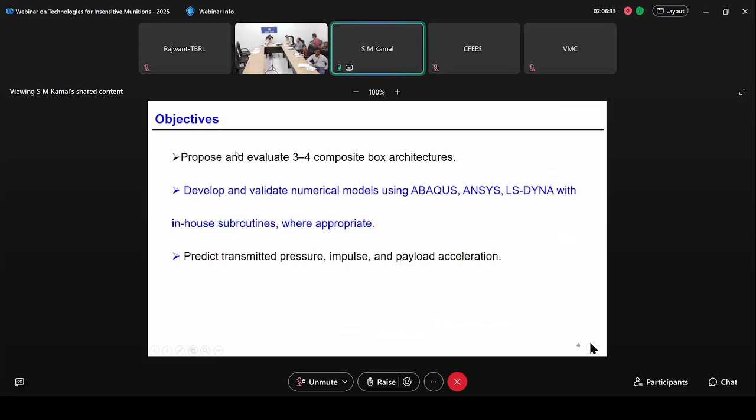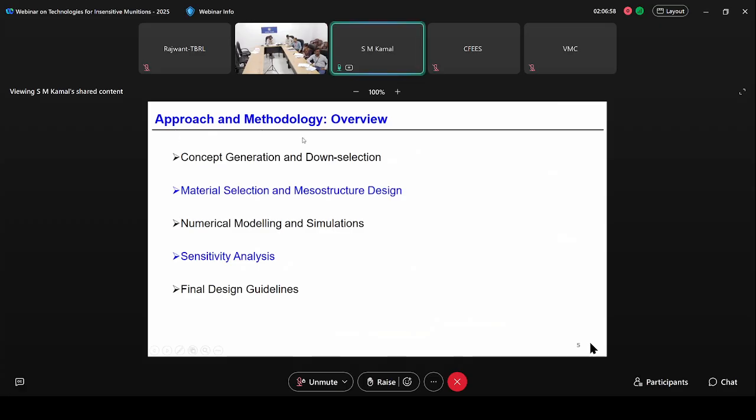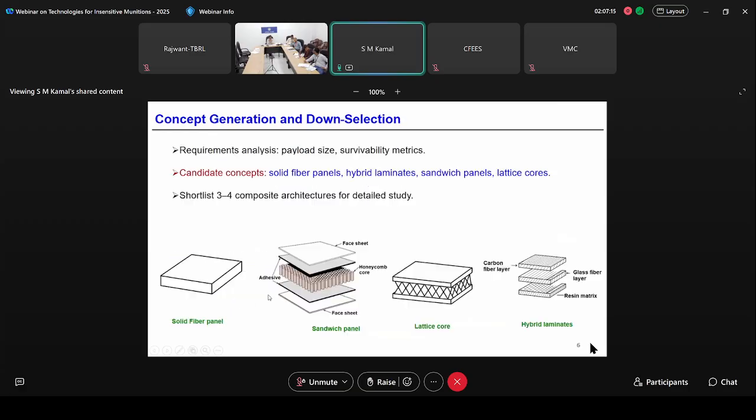So this is our objective. Our proposal is to evaluate 3 to 4 composite box architectures, and then develop and validate numerical models using Abaqus, ANSYS, and LS-DYNA with in-house subroutines where appropriate. And then we predict and compare performance indicators such as transmitted pressure, impulse, and payload acceleration. Coming to the approach and methodology, we'll first start with concept generation and down selection. Then we'll proceed to material selection and mesostructure design, then numerical modeling and simulations, then a sensitivity analysis, and finally we'll provide the design guidelines.